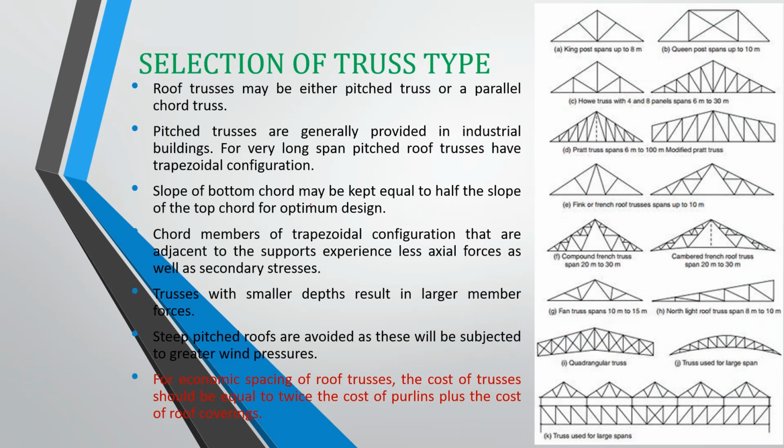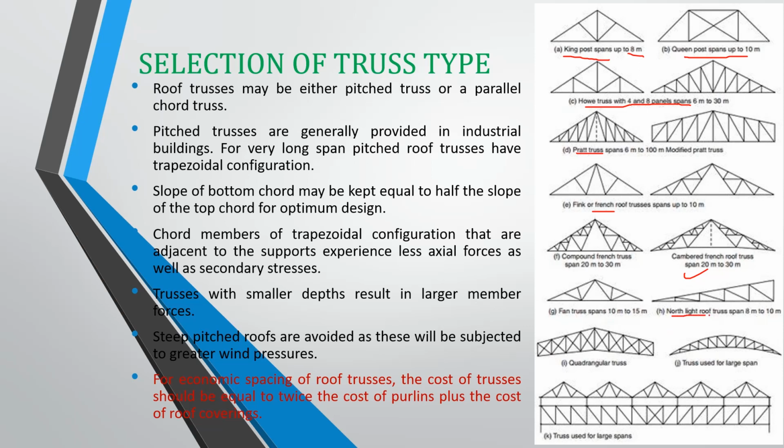So how do we select the truss type? In reality, we have to perform analysis and design for the selection of truss type for our structure, but there are some common truss types that can be used based on the span of our structure. For example, in the diagram on the left hand side, we have the king post truss for spans up to 8 meter, queen post up to 10 meter. We have Howe truss with 4 and 8 panels for spans from 6 meter to 30 meter. Similarly, we have Pratt truss, Fink or French roof truss, and other compound trusses also.